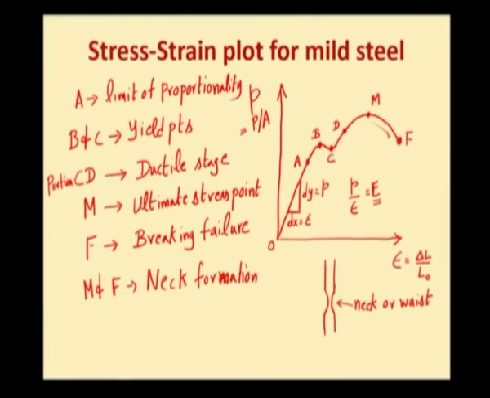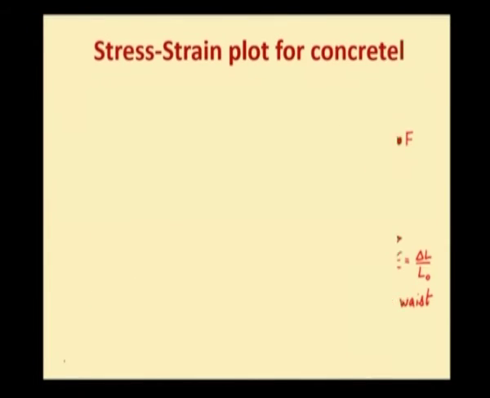Now, if you draw this stress strain plot for a high strength steel, it will be almost like this, except that for high strength steel, you would not observe well defined yield points like B and C. So, for high strength steel, well defined yield points will not be there. Now, we shall see the stress strain plot for concrete.